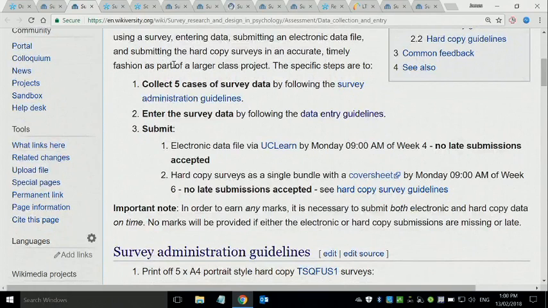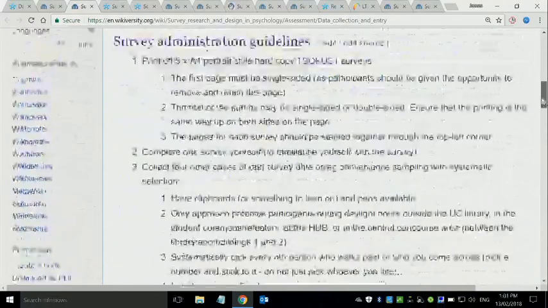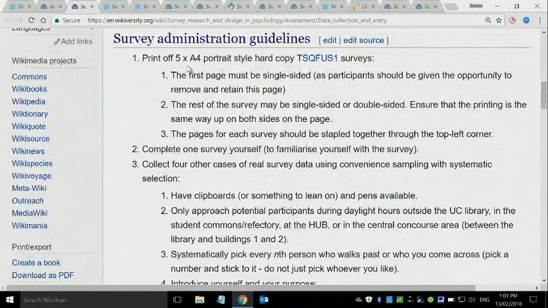So step 1, collect 5 cases of survey data by following the survey admin guidelines, which we'll have a look at. Step 2, enter the data following the data entry guidelines. Step 3, submit the electronic data by the beginning of week 4, and then submit the hard copy data with a cover sheet, all stapled together by week 5. Okay, so the survey admin guidelines, print off 5 copies of the TSQ FUS1 survey.